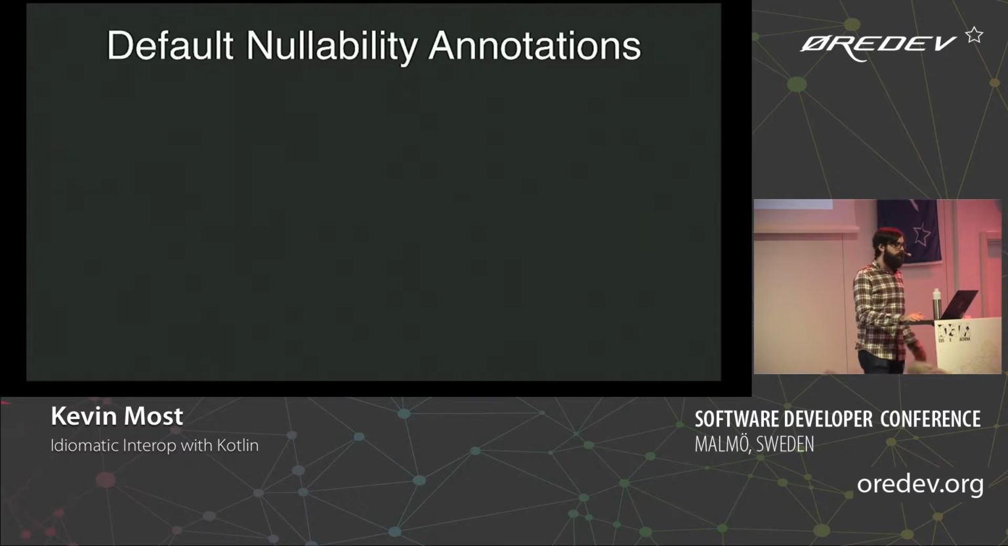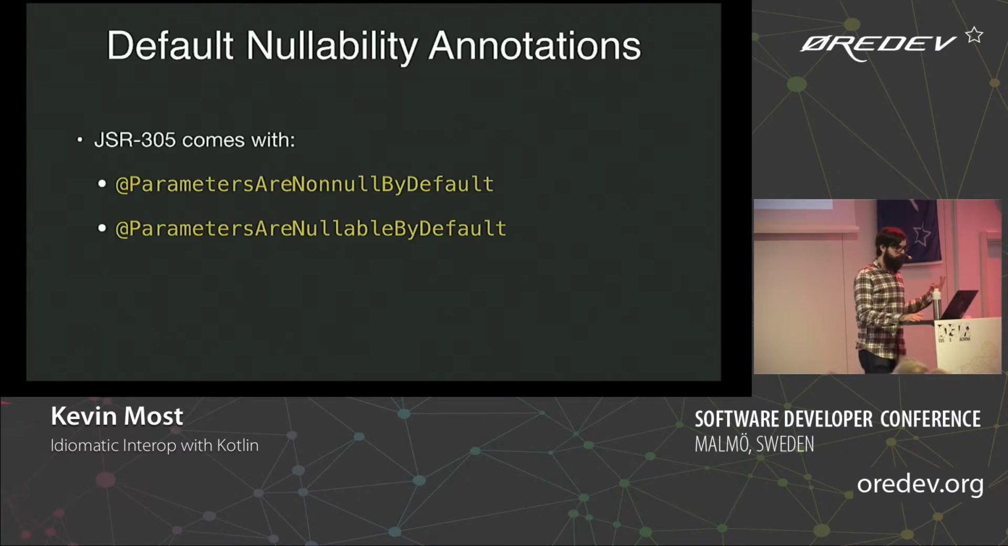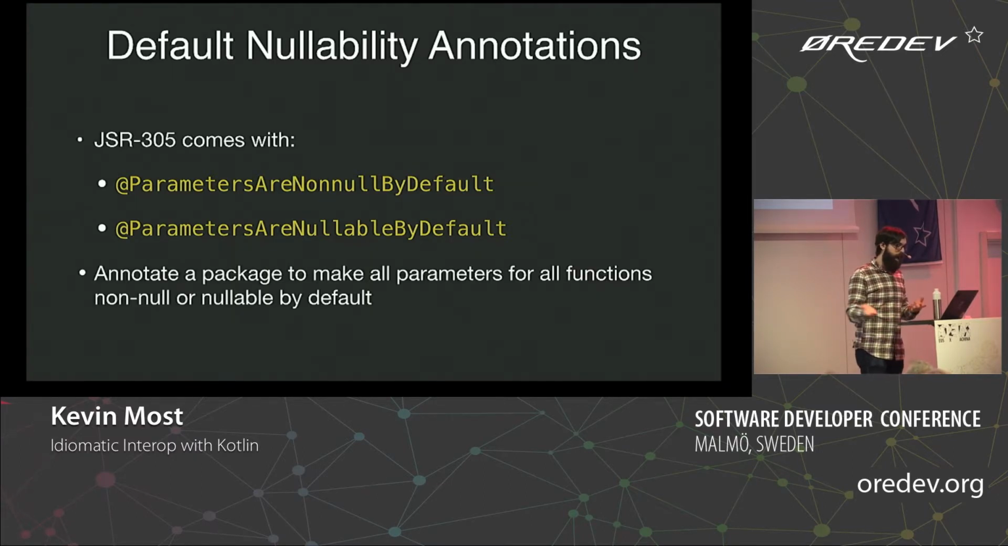And then you get access to, well, the first 2 things you'll notice are these 2 really long annotation names: ParametersAreNonnullByDefault and ParametersAreNullableByDefault. And they do exactly what they say, right? So if you annotate your package, for example, with ParametersAreNonnullByDefault, every Java method's parameters in that package, Kotlin will treat as non-null. You can't pass null to that parameter.